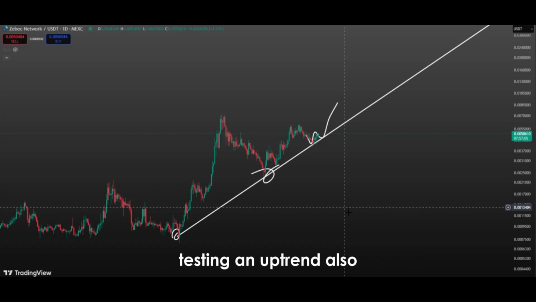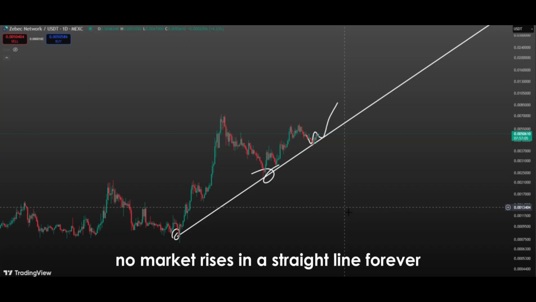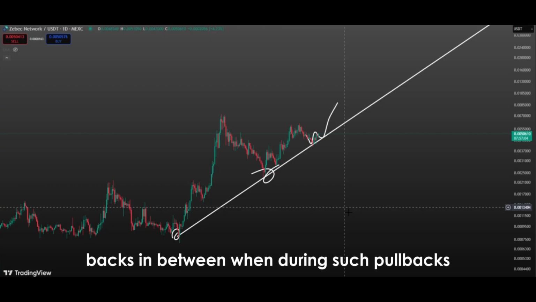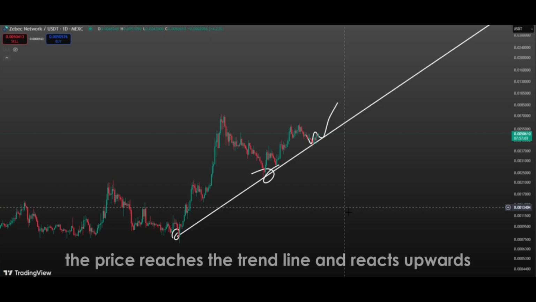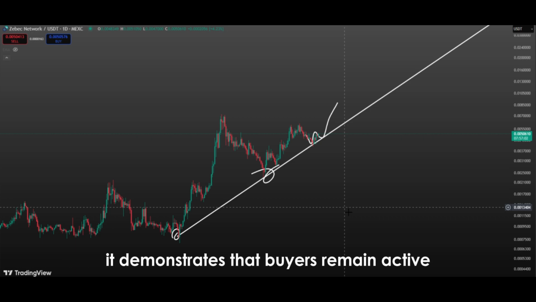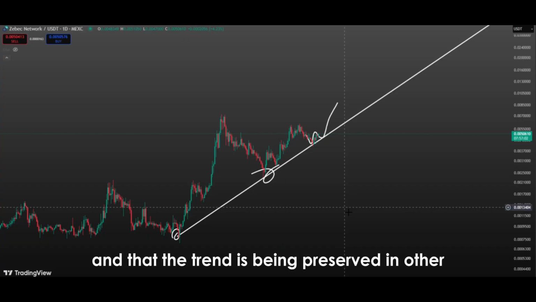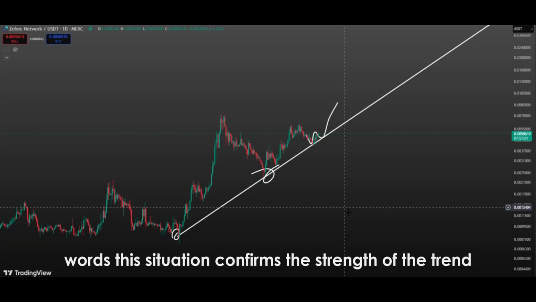Testing an uptrend also shows that the market is progressing in a healthy manner. No market rises in a straight line forever. There are always corrections and pullbacks in between. When, during such pullbacks, the price reaches the trend line and reacts upwards, it demonstrates that buyers remain active and that the trend is being preserved. In other words, this situation confirms the strength of the trend.